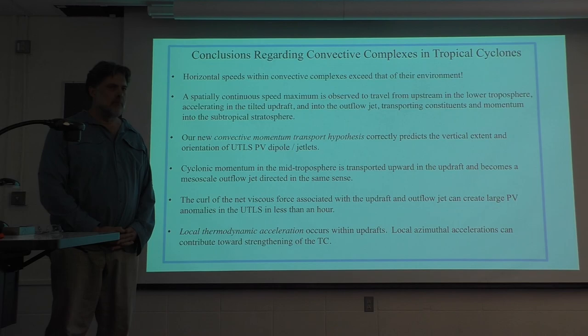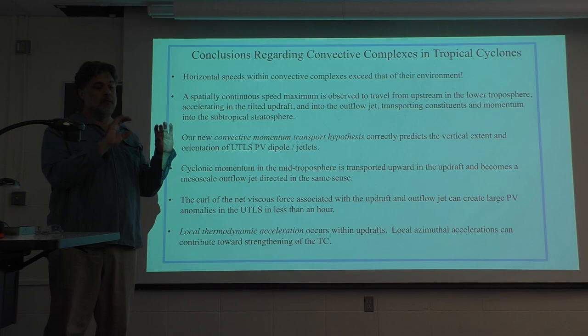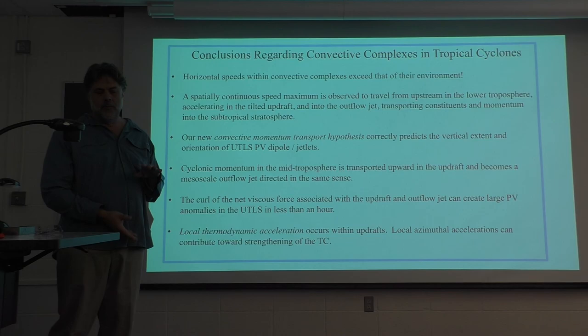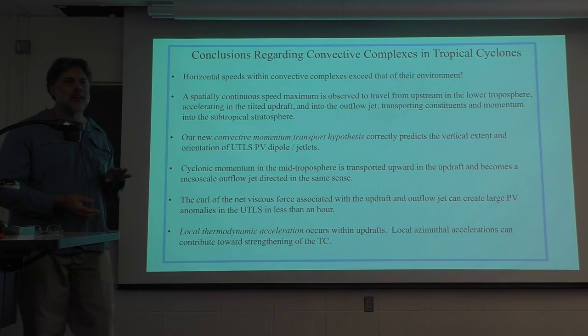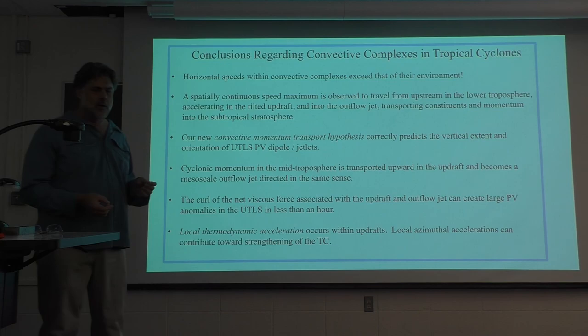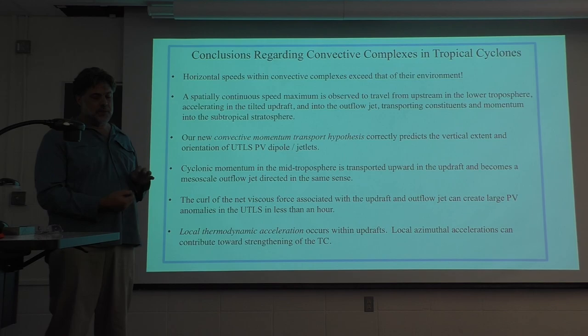Yeah, I guess by talking only about UTLS PV dipoles, the dominant process seems to be that isolated stress. But throughout the troposphere, like you're saying, other people were saying, the vertical distribution of latent heating can give rise to vortex stretching or compression. And depending on where the updraft is, where the environmental horizontal vorticity is, and all those things, you can get different combinations. So if you look at PV dipoles, you can find them in the mid-troposphere. All you have to have is a difference in wind speed in the updraft compared to its environment.